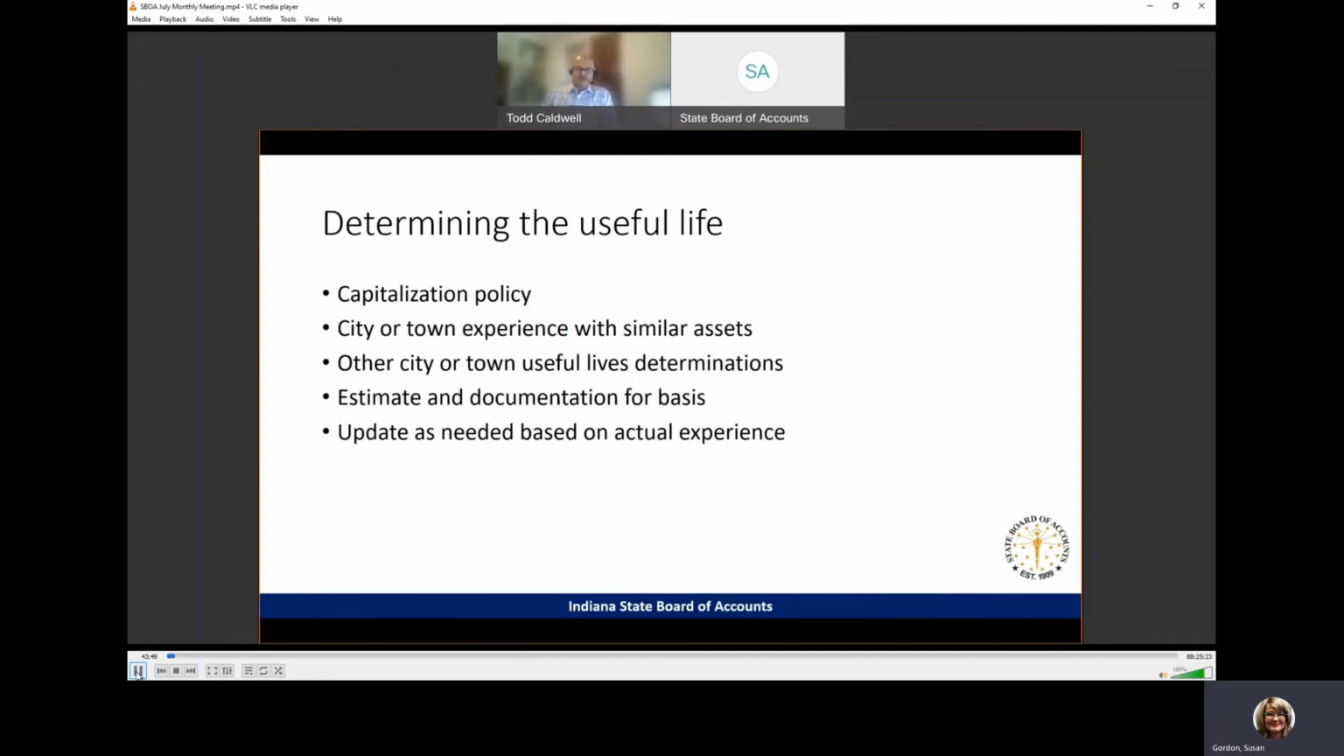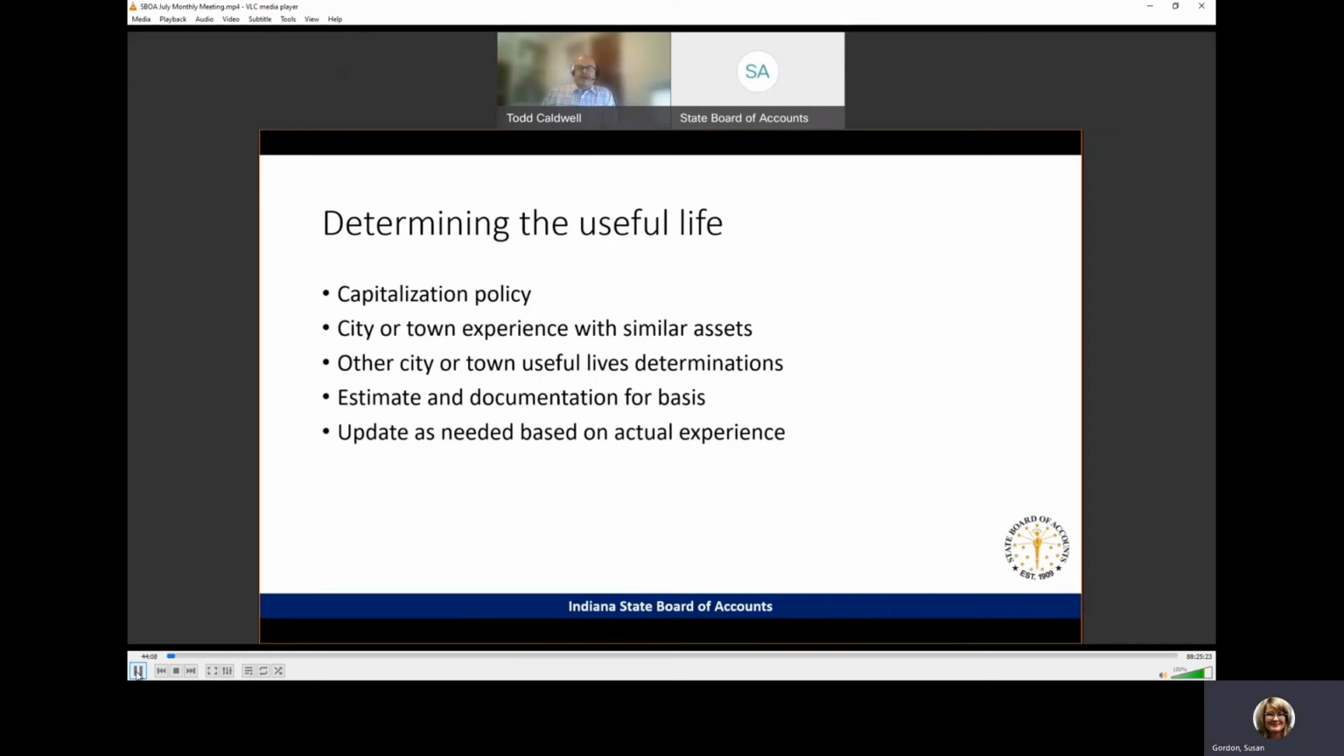Call up your neighboring clerk treasurers or controllers and ask them how they estimate useful lives. What information did they use? Did they find something online? Did they just look at their past history? It can be a great source of information.